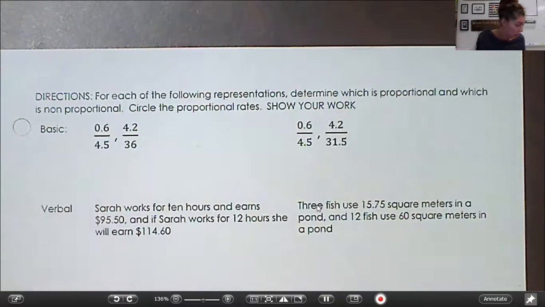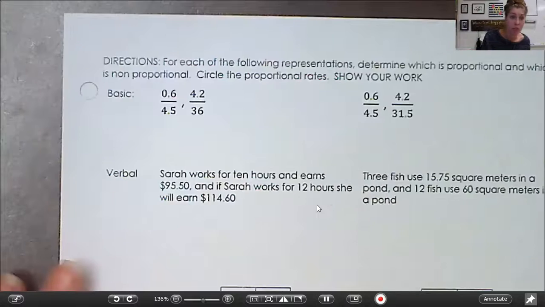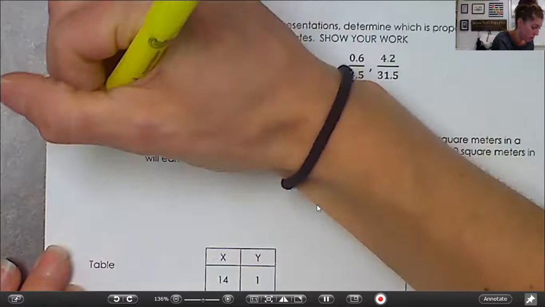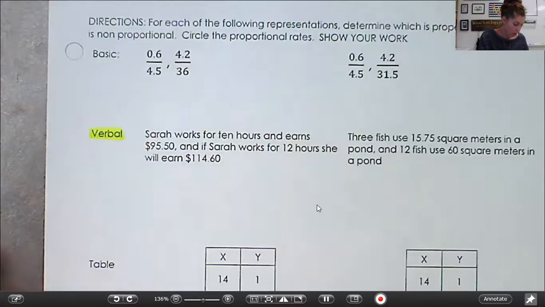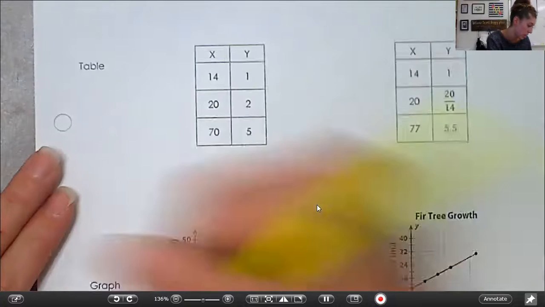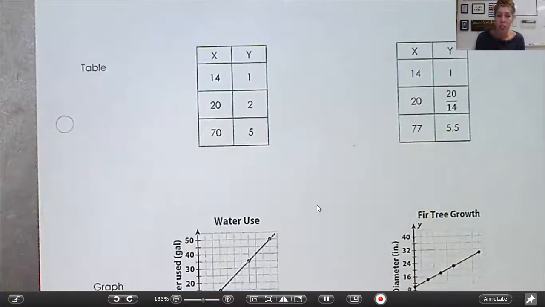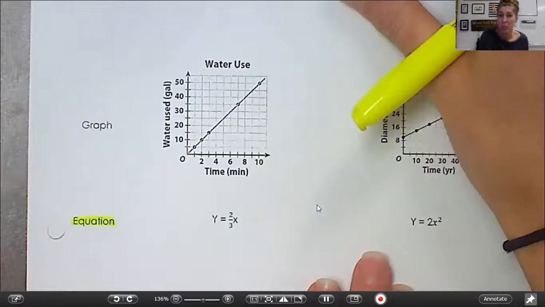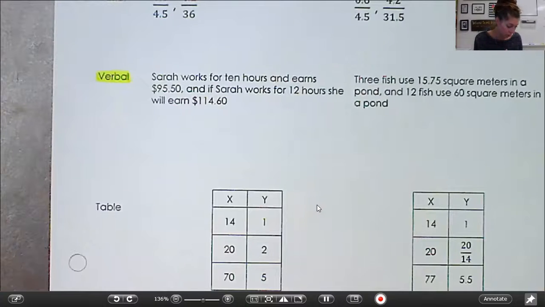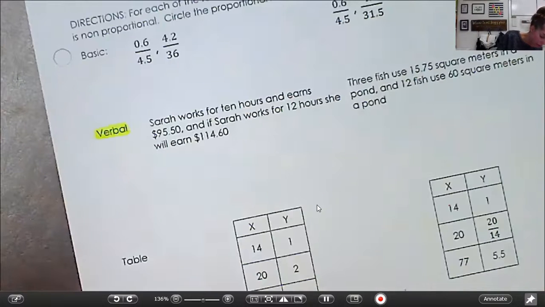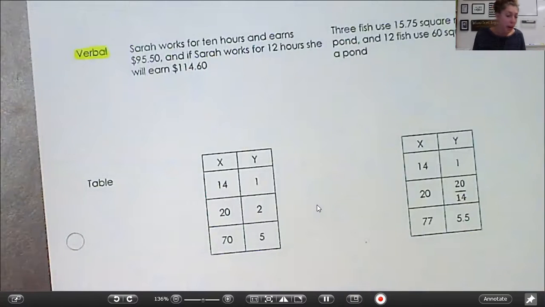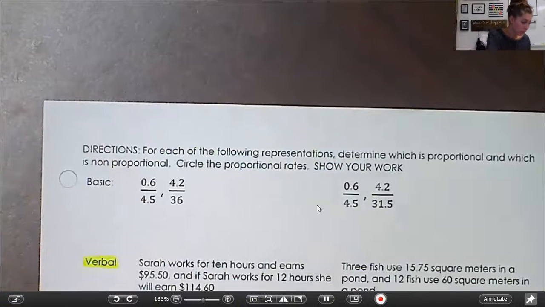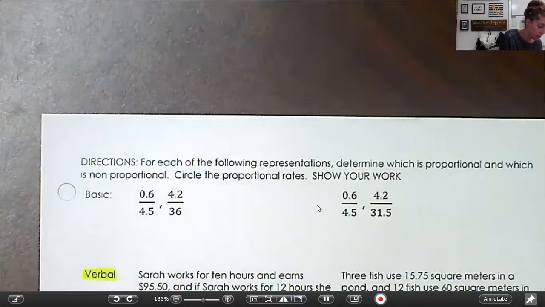So I'm going to go ahead and do the basic. I'm going to let you guys do the verbal. And how about the equation since we just did the equations? Actually, we haven't gone over it yet, or we wouldn't have by the time you see this. So we're going to go graph instead, okay? Change my mind. All right.